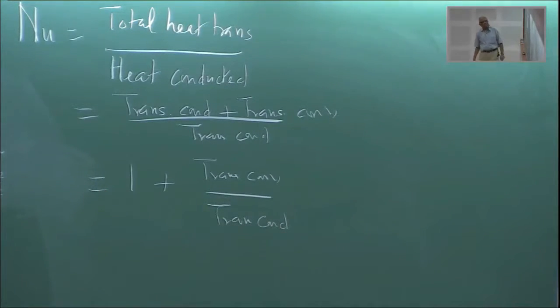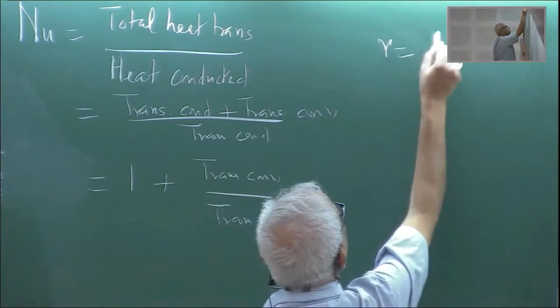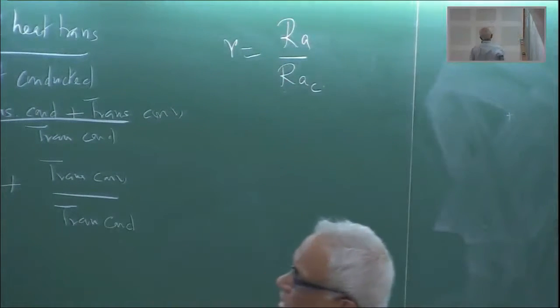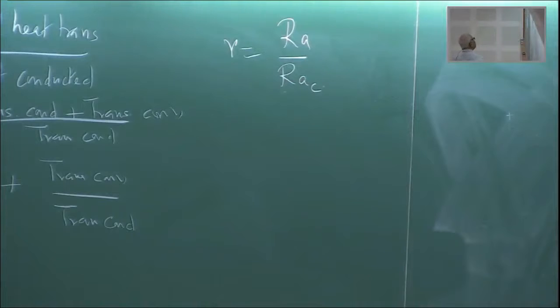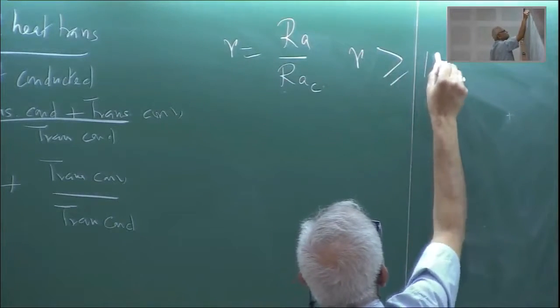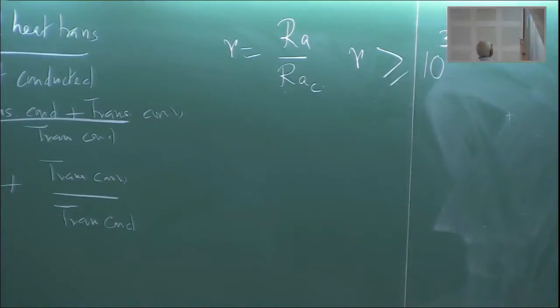So that's the Nusselt number, and when it's very high, a lot of heat is being transported by convection at these very large Rayleigh numbers. How large a Rayleigh number are we talking about? It is the reduced Ra, Ra over Ra critical, which one talks about. And you start talking about regimes which are greater than 10 to the power 3.